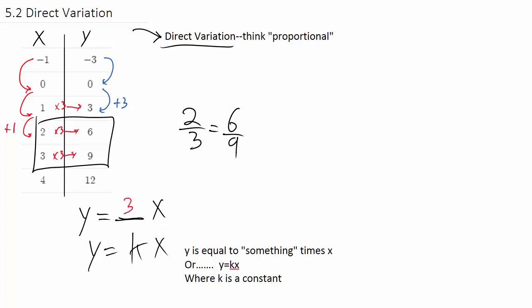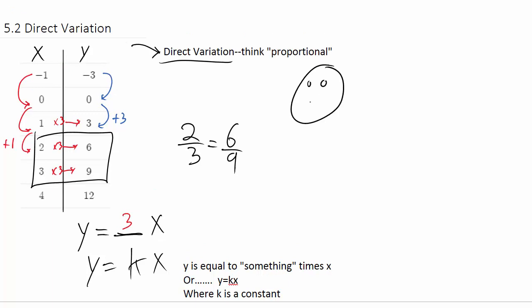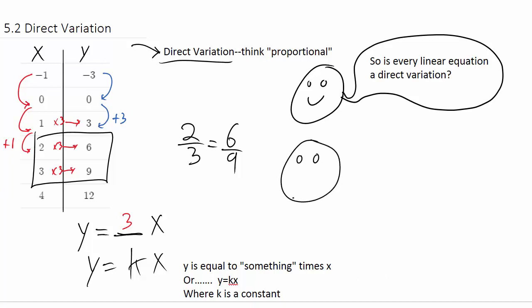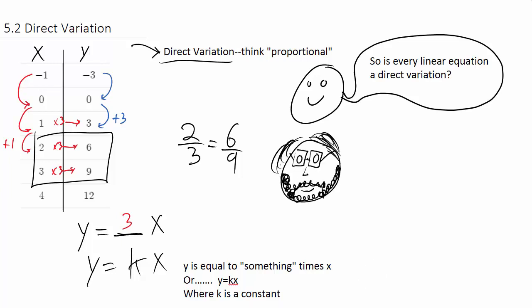That something in this case is 3, because if you multiply 3 by each of the x's, you should get the y value. So you might be asking, is every linear equation here a direct variation? Well, if you ask if every linear equation is a direct variation, I would tell you, nope, not exactly.